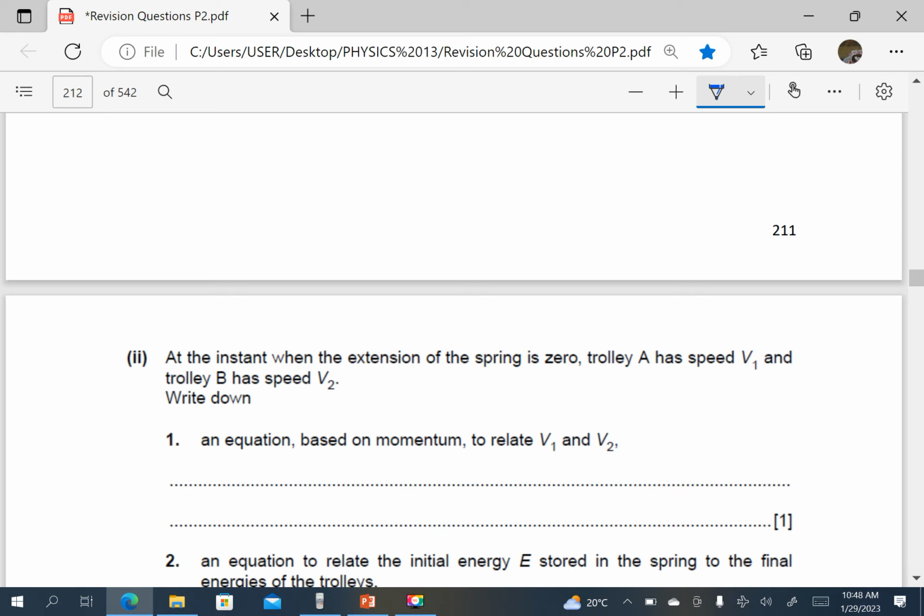At the instant when the extension of the spring is zero, trolley A has speed V1 and trolley B has speed V2. Write down an equation based on momenta to relate M1 and M2. Since the momenta are in opposite directions, they must be equal but opposite. So we shall simply say M1 V1 should be equal to M2 times V2.